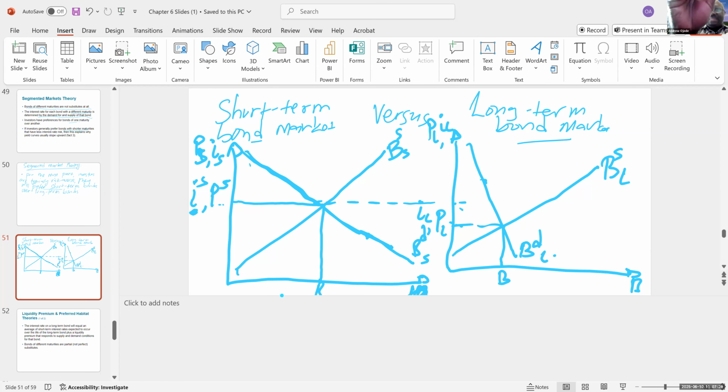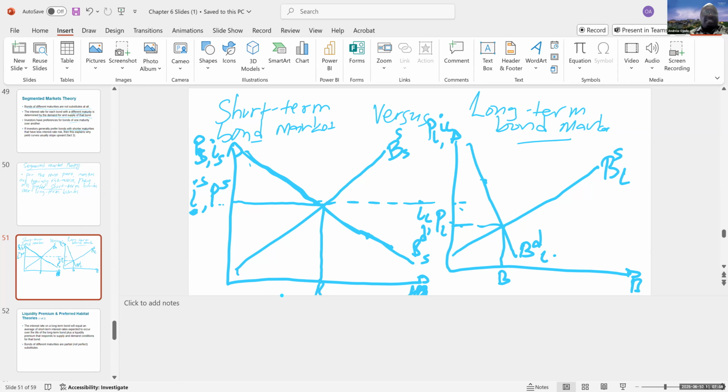The larger the demand, the flatter it is. The smaller the demand, the more inelastic or the steeper it is. Okay, so this demand curve, which is very steep, depicts what we see in the market. It's very small. That's the demand for long-term bonds, because investors are typically risk averse. They prefer short-term bonds over long-term bonds.